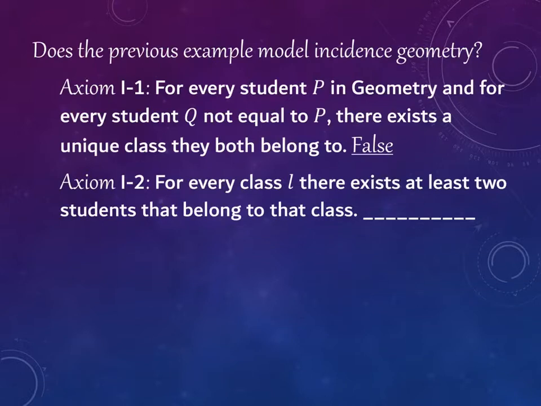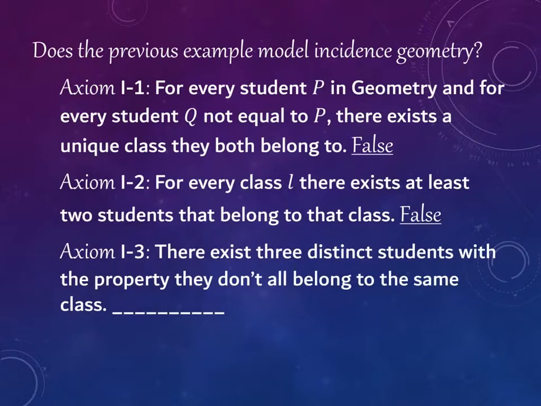Let's just double check the others just so that we know. How many sophomores do I have? Okay, so I have 3 sophomores. Juniors? 3 juniors. And seniors? 2 seniors. So if I excluded the freshman class and I only had lines that were sophomores, juniors, seniors, this one would actually work, wouldn't it? For every class that actually has somebody in it, there's at least 2 somebodies in that class. When I consider all of the classes, it doesn't work though. So this is also false. The third incidence axiom says the following. There exist 3 distinct students with the property that they don't all belong to the same class.